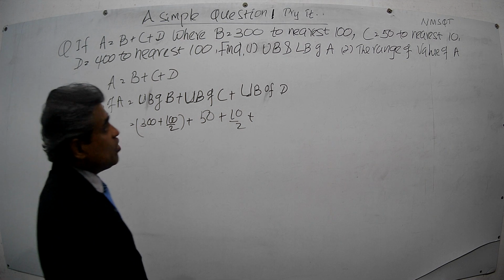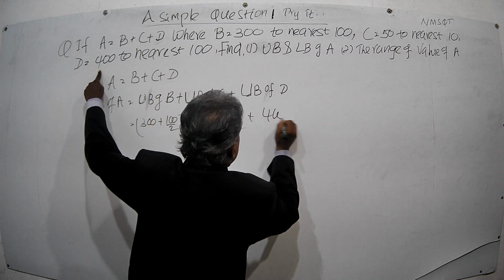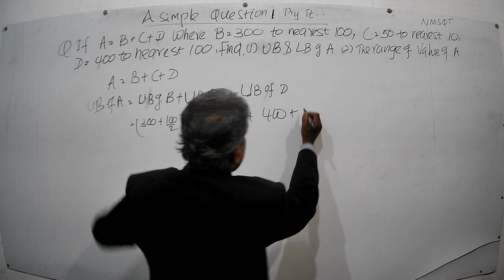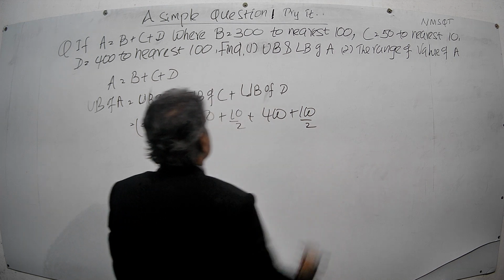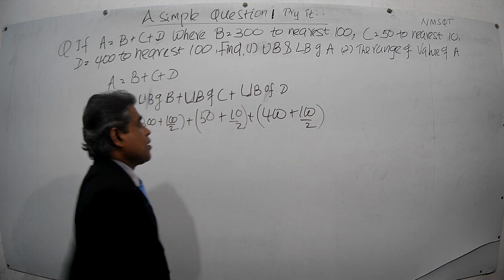What is the corrected value of D? Corrected value of D is 400 here, 400. Then plus degree of accuracy is 100 here, 100 over 2. Very simple, right? Then just add all.